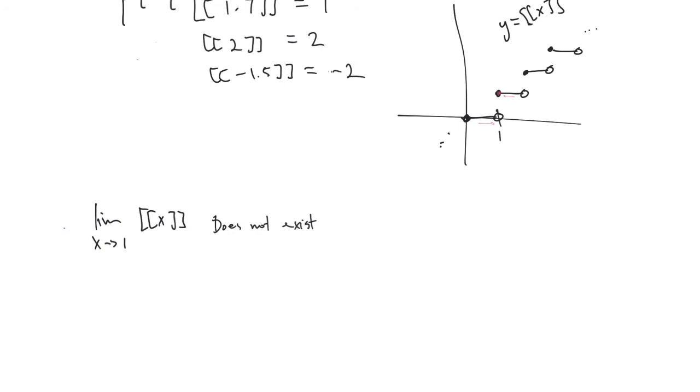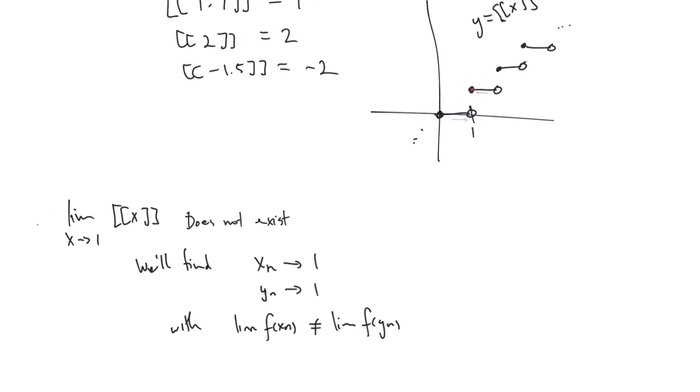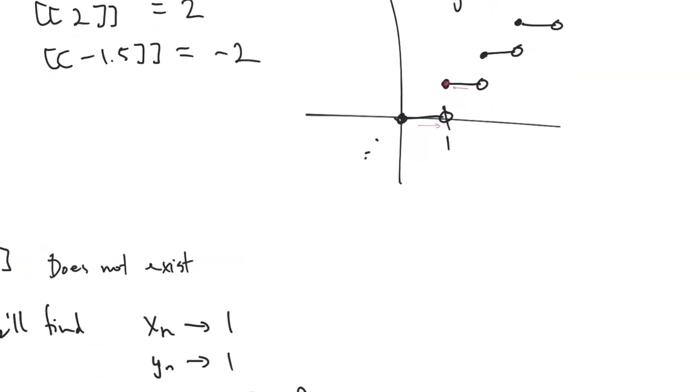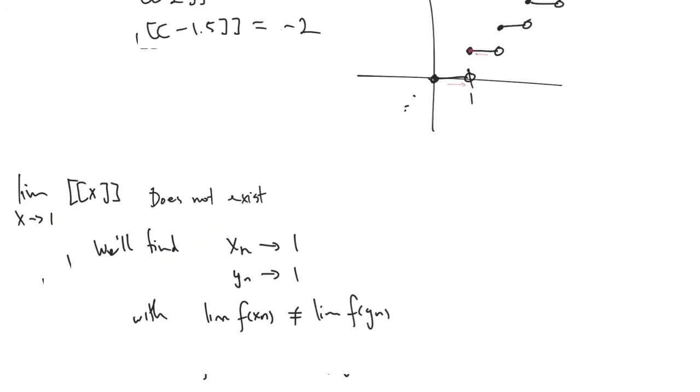So in order to show that this does not exist, still doing all right? We'll find two sequences. One, I'll call xn, approaching 1. They both have to approach 1, right? But I want to choose them in such a way that the limit of f of xn is not equal to the limit of f of yn. So you should think about, on this picture, you want sequences which approach this value 1, but choose two different ones so that when you plug them into the function, you get different values from each of the two sequences. Anyone see how to do that?